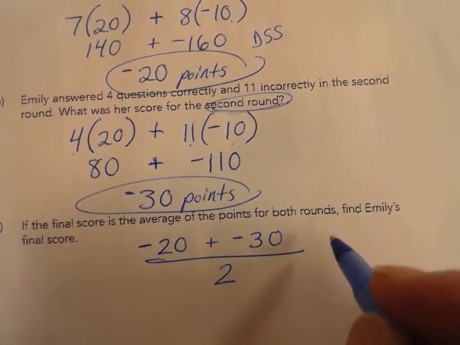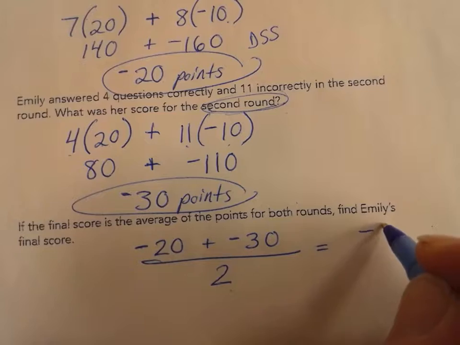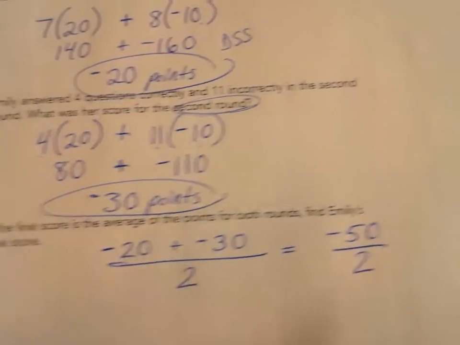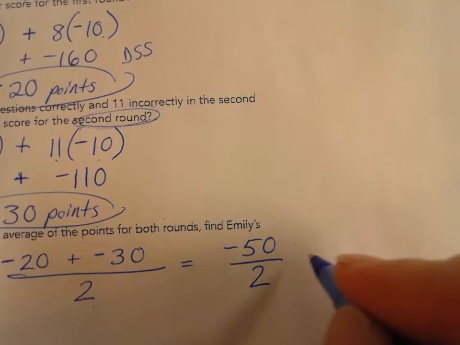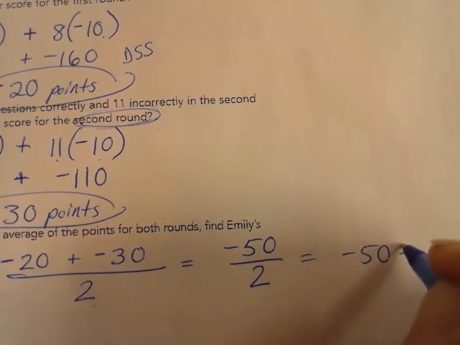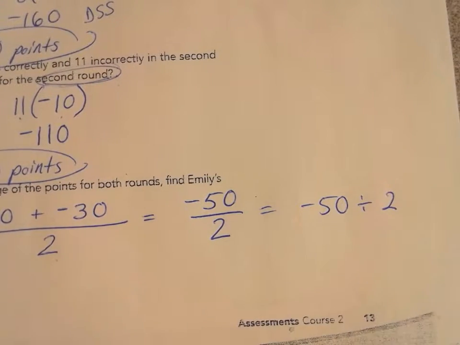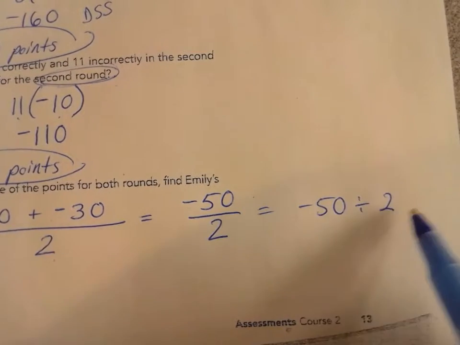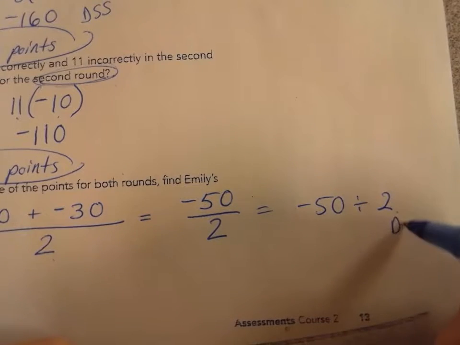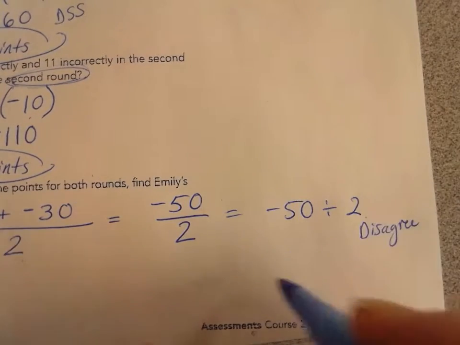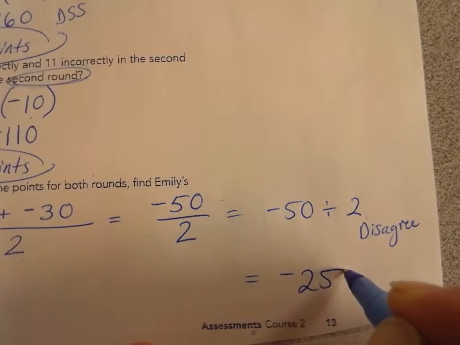So let's see here. If I were to simplify that, looks like I'll get a negative 50 over 2. And, well, I can actually do this division. Doesn't this really mean negative 50 divided by 2? Oh, half of negative 50. Half of 50 is 25. But this is a negative divided by a positive. This is disagreement, right? So sometimes we write disagree, or we draw that grumpy face. Looks like we're going to get a negative 25.